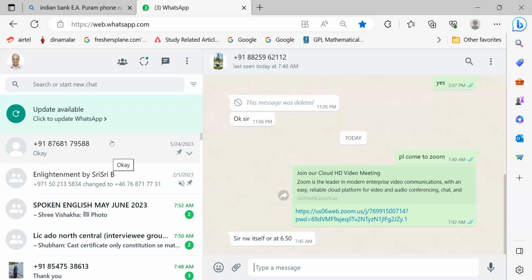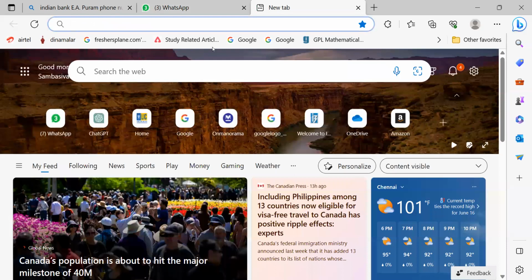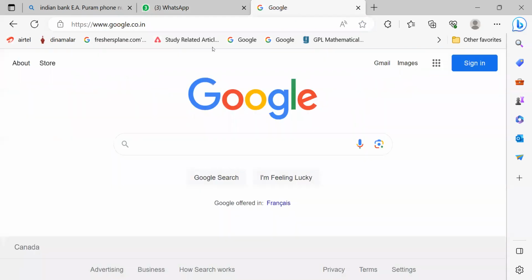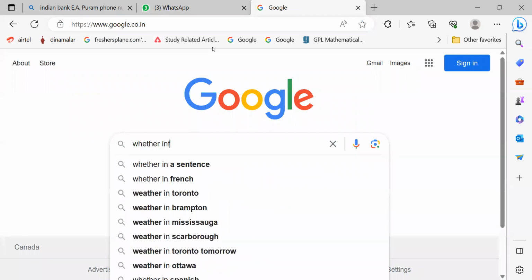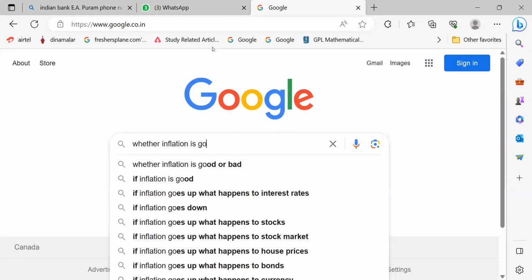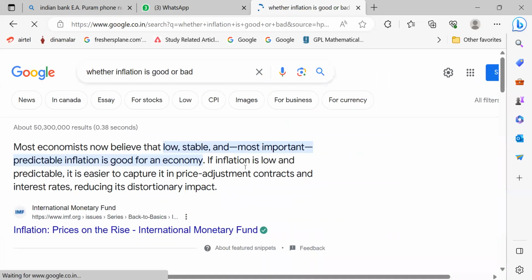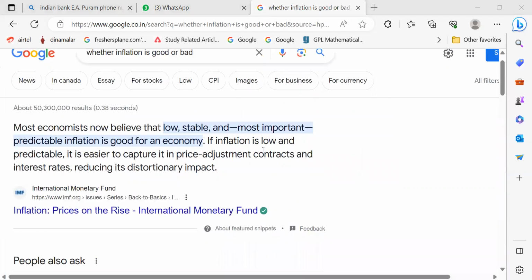Then there can be 2-3 questions on this, whether inflation is good or inflation is bad. For example, when we search whether inflation is good or bad, there is a topic already available in our Google. I think you are seeing it on the screen.